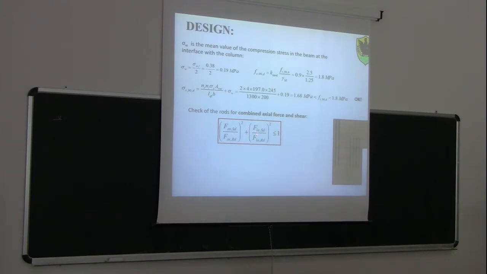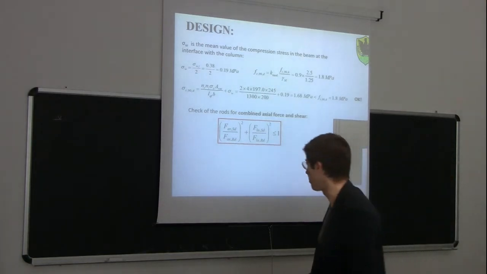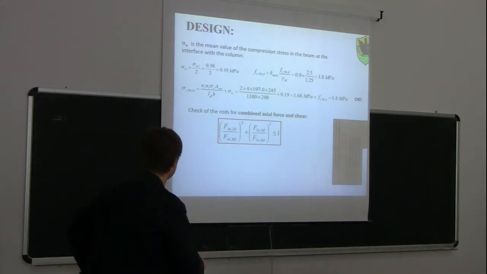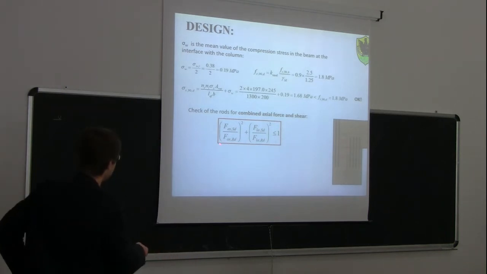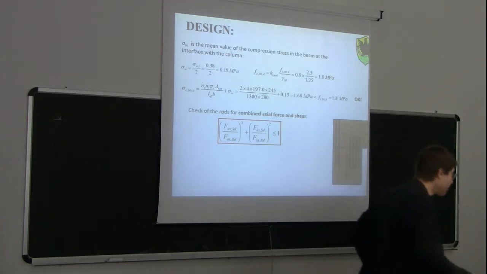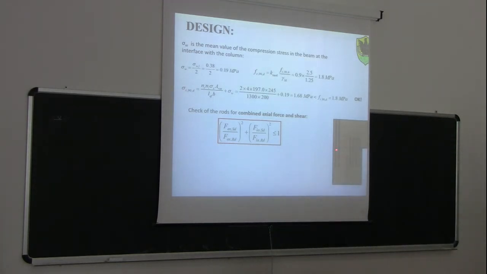However, we need to ensure that this ratio, which is basically the ratio between the demand and the strength, is satisfied. We need to find the demand of axial force in the most stressed rod, and do the ratio with the resistance of the most stressed rod, to the power of 2, and then sum the other ratio between the demand of shear and the shear resistance, always for the most stressed rod.